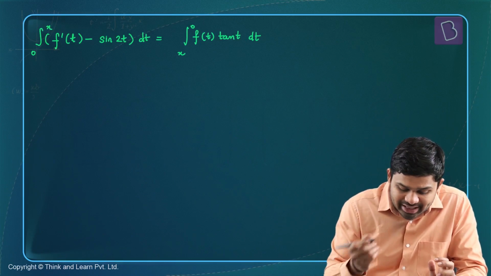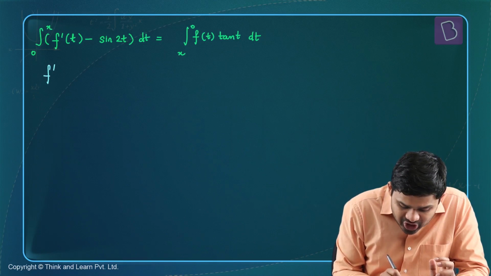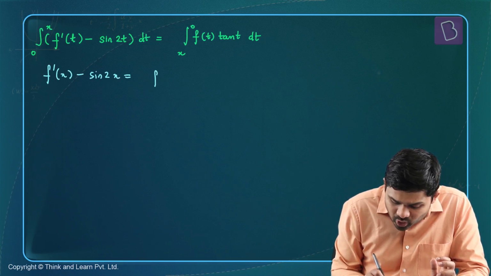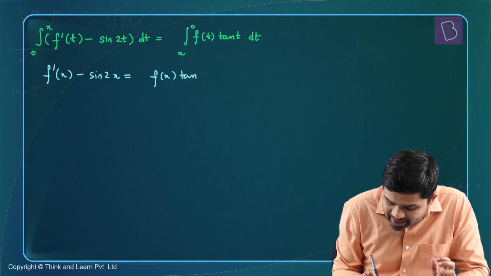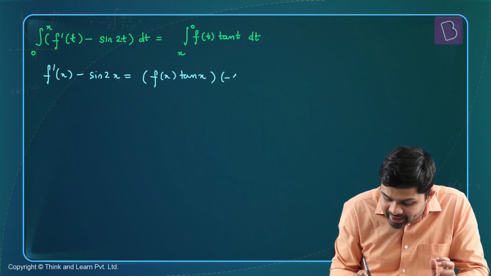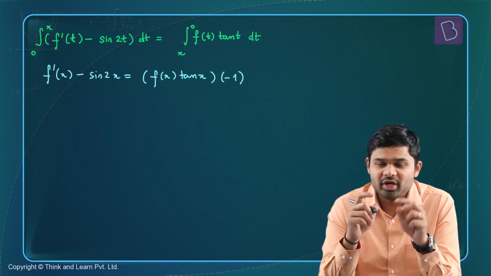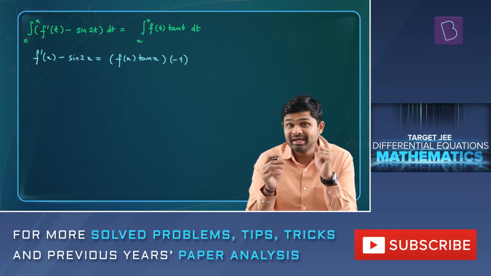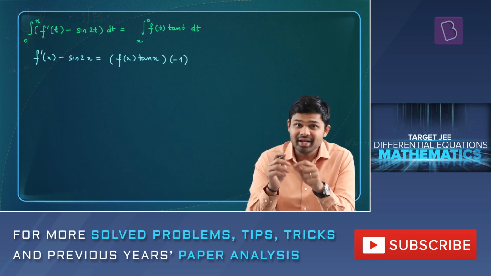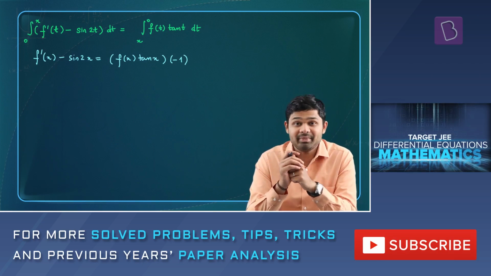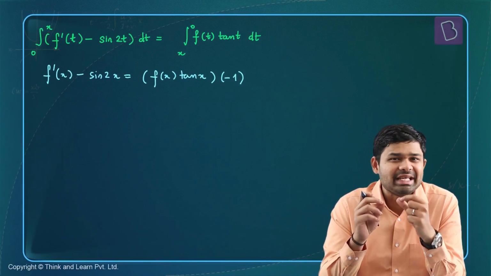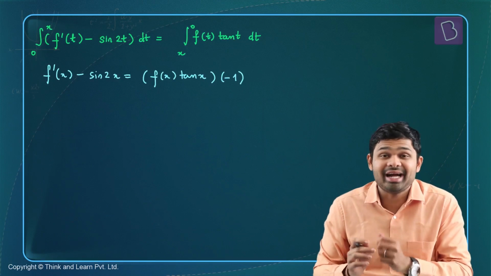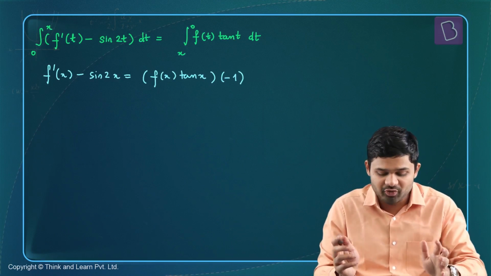And upon differentiating that, we are going to get f dash of x minus sine 2x to be equal to f of x into tan x all multiplied by negative 1, because we have to take the derivative of the upper limit and then subtract from it the derivative of the lower limit. The derivative of the lower limit is 1, so 0 minus 1 will become negative 1. So don't miss that minus 1. That's a very key piece of thing in this question, and many students will tend to go wrong in that, because if you get that wrong, the entire question will go wrong.